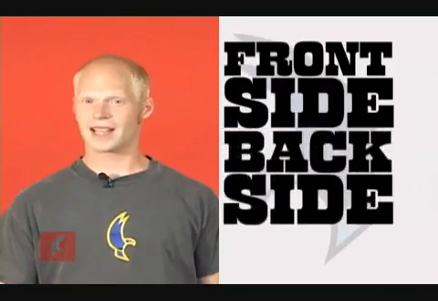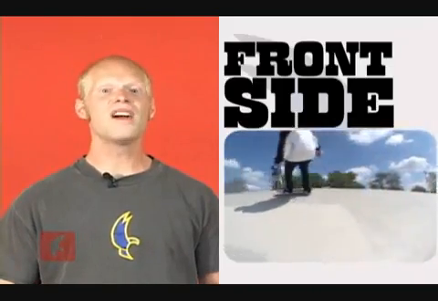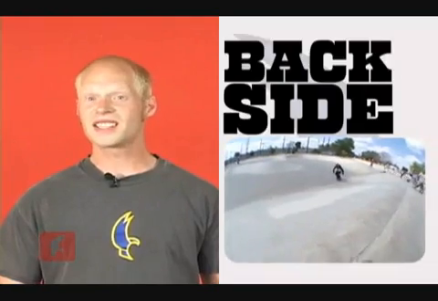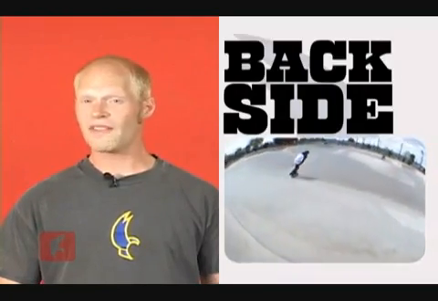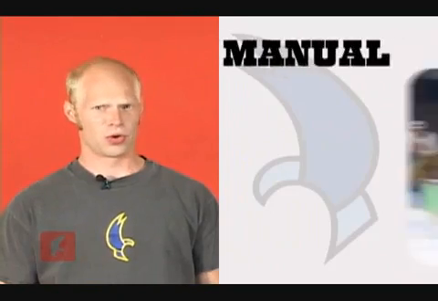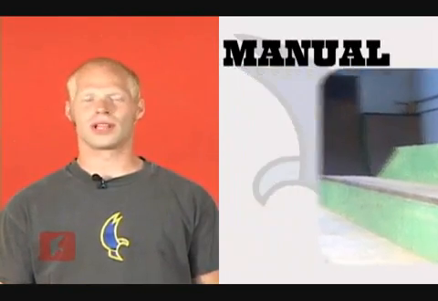These next two terms you will hear forever in skateboarding. They are front side and back side. Front side is to lean on your heels or to have your face, the front of your body, facing the obstacle that you're skateboarding. Back side is to lean on your toes or to have your back facing the obstacle that you're skating. The manual. To balance on your back or your front wheels while rolling.